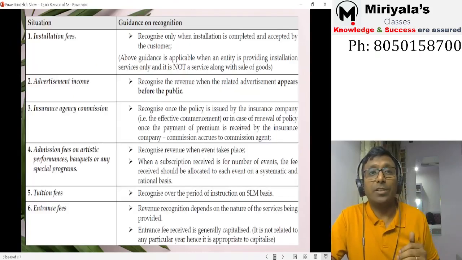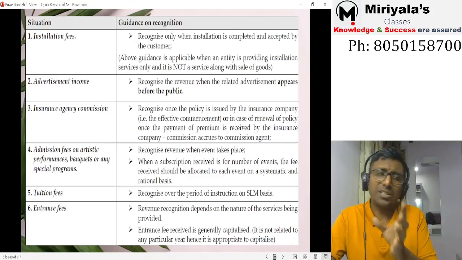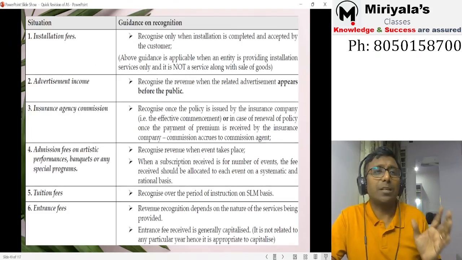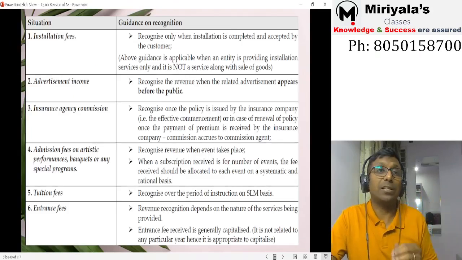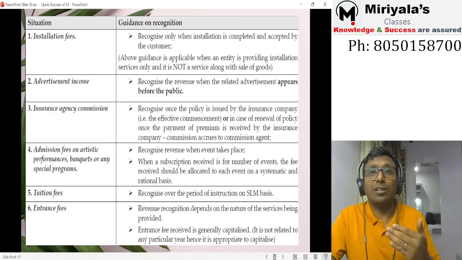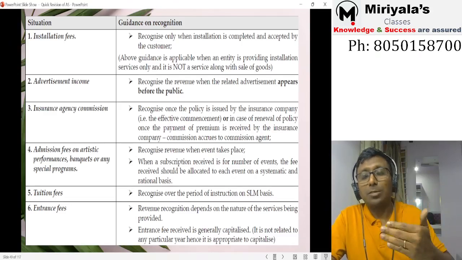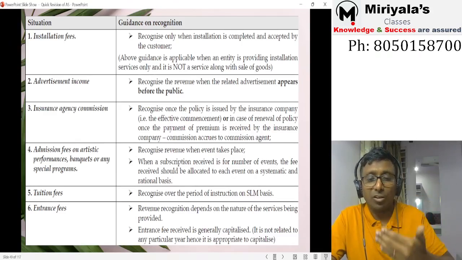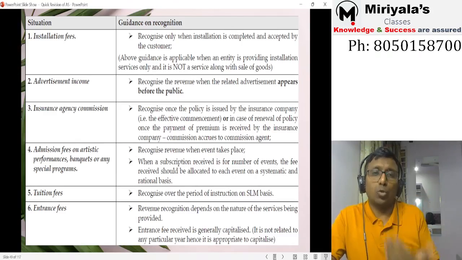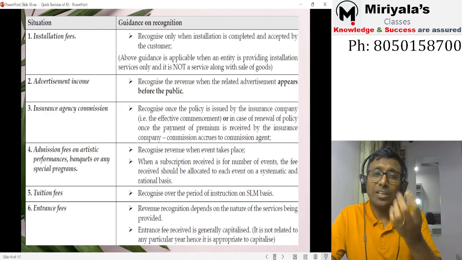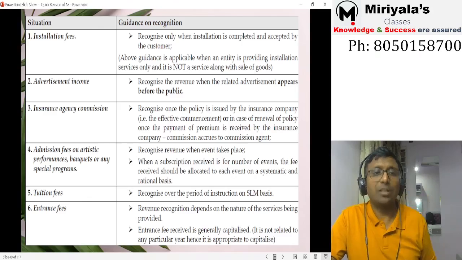Okay, installation fees. Once installation is completed and it is accepted by the customer, you are supposed to recognize it. Advertisement income should be recognized when it appears. This advertisement appears in the TV or newspaper or any media, whatever it is. When it appears to the public, then they should recognize the revenue.